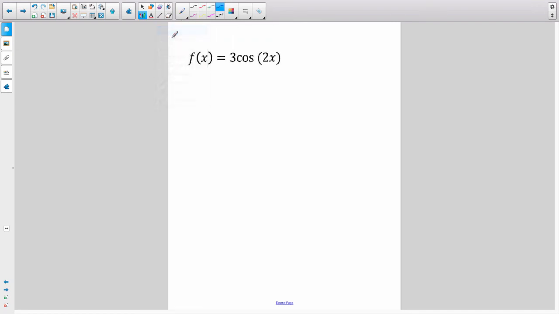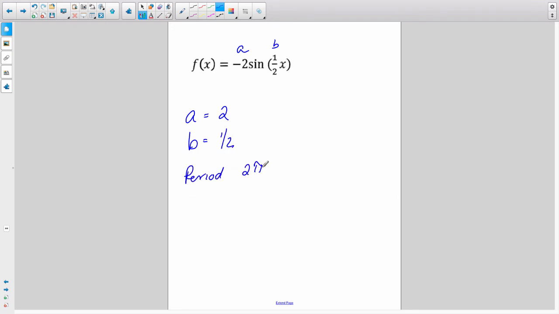All right, for this guy, what's my a? 3. What's my b? 2. Remember, this is a, that's b. What's my period? 2 pi over b, or 180 degrees. Next guy, my a is 2. The negative just shows me that it reflects. You're not going to have an amplitude that's a negative. Remember that. B is a half. Period is 2 pi over a half, which is like the last example we did, 720 degrees.